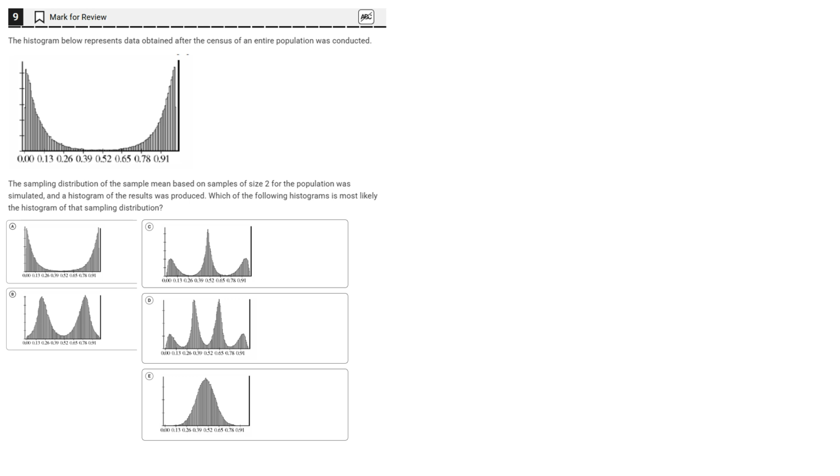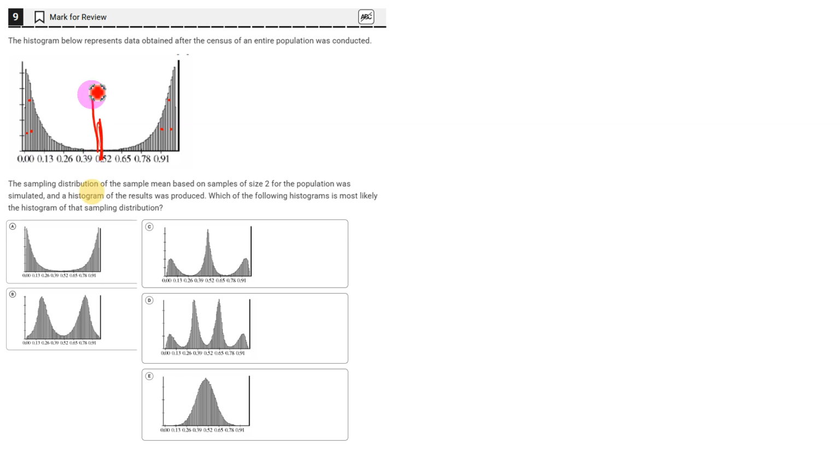A census of an entire population was conducted, and you get this graph. Weird looking graph. Looks like Sauron's tower from Lord of the Rings. Sampling distribution where it samples of size 2. So the idea here is if I'm only taking 2 at a time, there's a fairly decent chance I either get 1 from here and 1 from here, which would average out into the middle, or I get 2 from over here or 2 from over here.